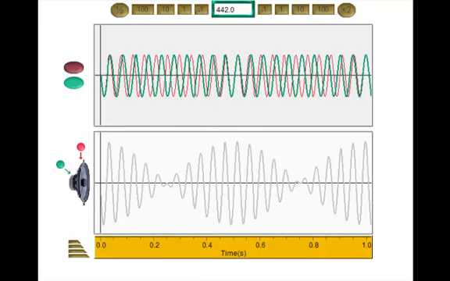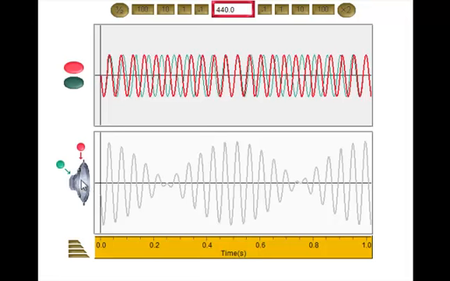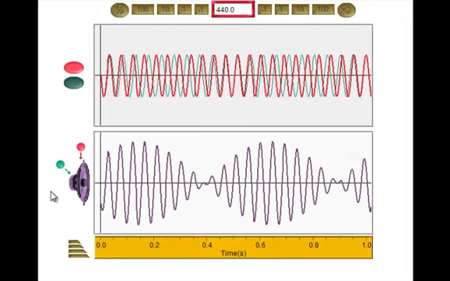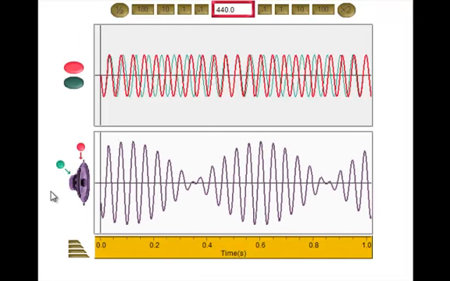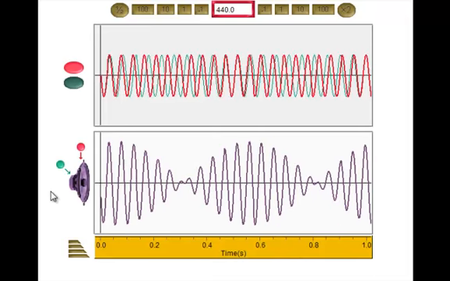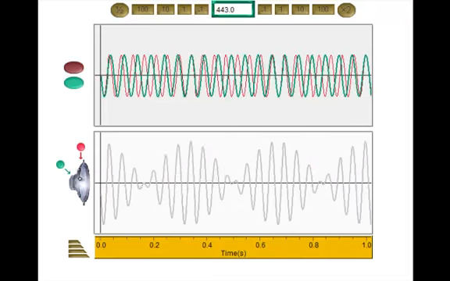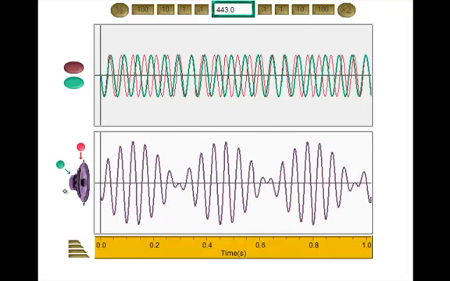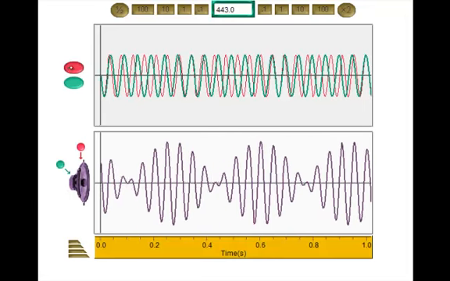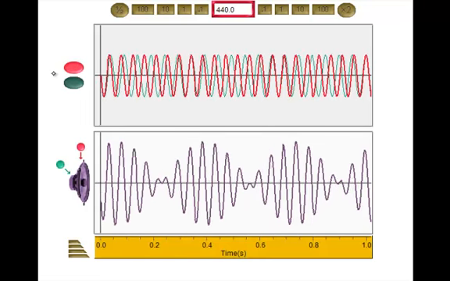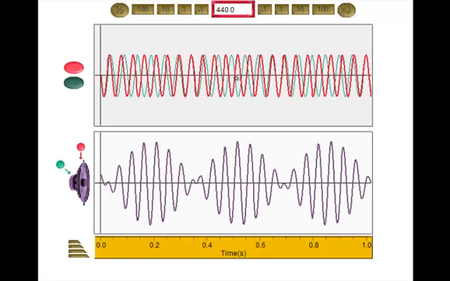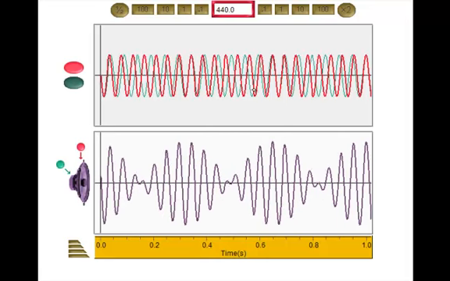Now the green frequency is at 442 hertz and the red frequency is at 440 hertz. Let's hear what it sounds like when we play both of those frequencies at the same time. So now we're hearing 2 beats every second. Now the green frequency is 443 hertz and the red frequency is still at 440 hertz. Playing them at the same time sounds like this.